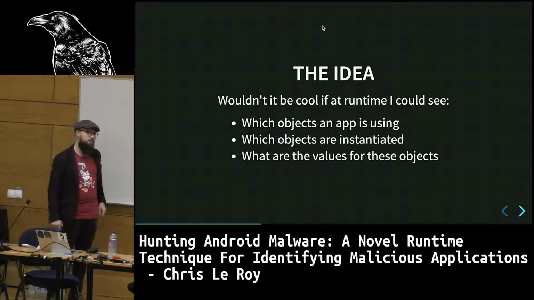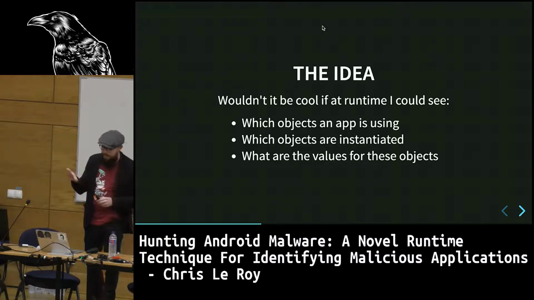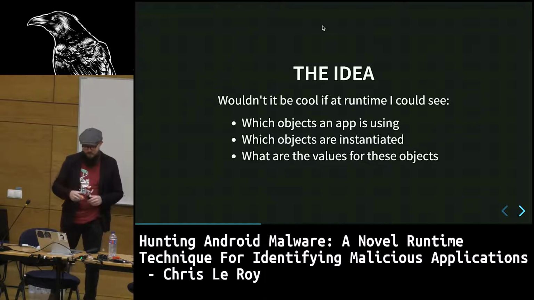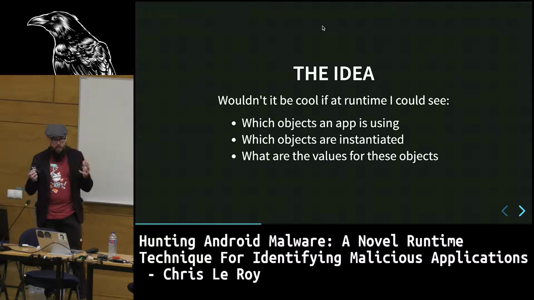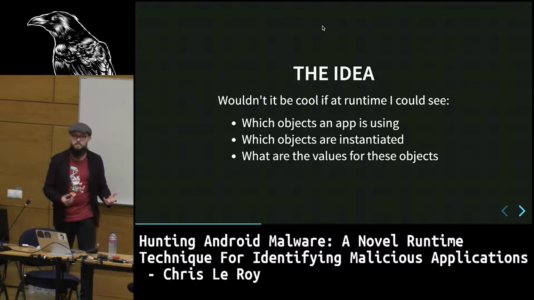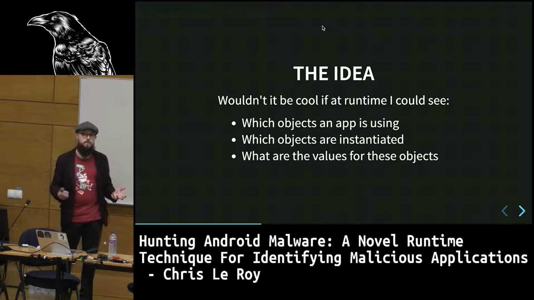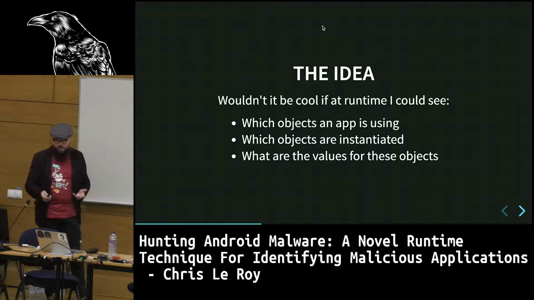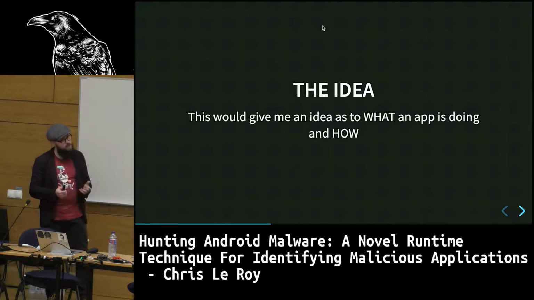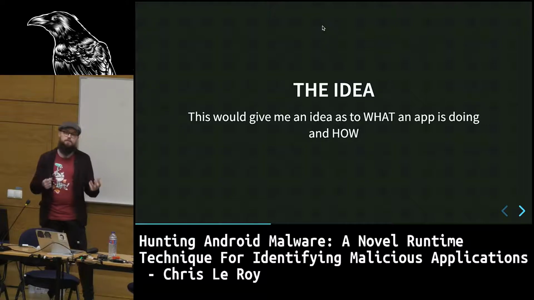So I thought, okay, wouldn't it be cool if at runtime, I'm using my phone, in this case an Android phone, I could see which objects an app is using, which objects are instantiated, and what the values for these objects are? Because everything that you're typically doing in an Android app translates to an object. If you're making an HTTPS connection, there's going to be some HTTP object or a TCP object somewhere with some data inside of there. So I thought, cool, this is really awesome because this would give me an idea as to what an app is doing and how, which relates to reversing anyway.